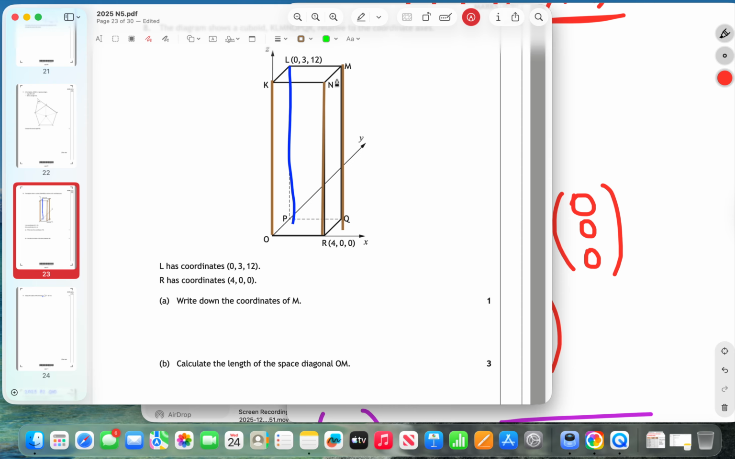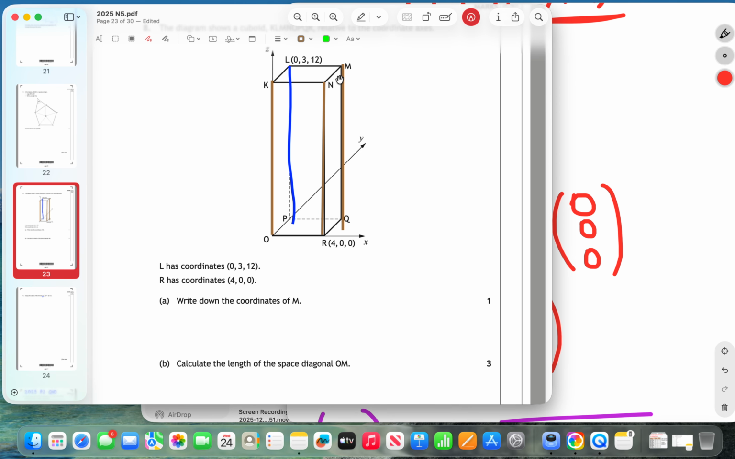In layman's terms, OM represents the longest possible distance that you can go from one end to the other of a cuboid. If you had a rod and you put a rod between O and M and it fitted perfectly, then you could not possibly fit in a larger rod. That's the best way to think about it. If there was no gap and it fit in perfectly, then you would not be able to get a larger rod inside the cuboid.